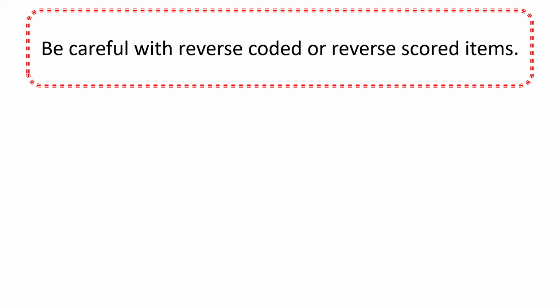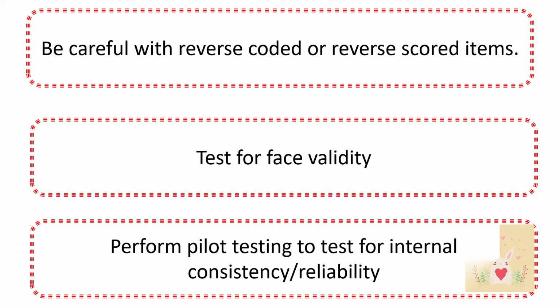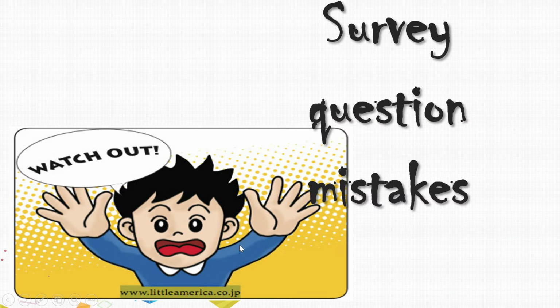And sometimes these consistency checks may come in the form of reverse coded or reverse scored items. So it's very important, if you're adapting a questionnaire, that you also ask the author how the items will be scored. Okay, then test for face validity, most especially if this is a researcher-made questionnaire. So have the experts evaluate the acceptability of this questionnaire, and then perform pilot testing to test for internal consistency or reliability. So hopefully we'll be having another discussion on how to determine internal consistency or reliability, and maybe your data analysts can help you with this as well.